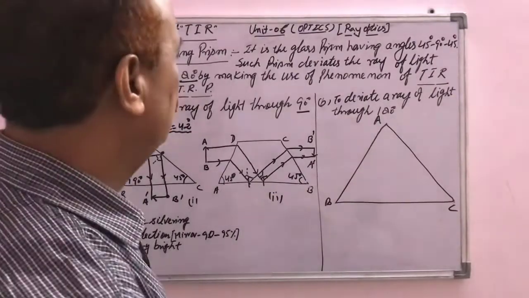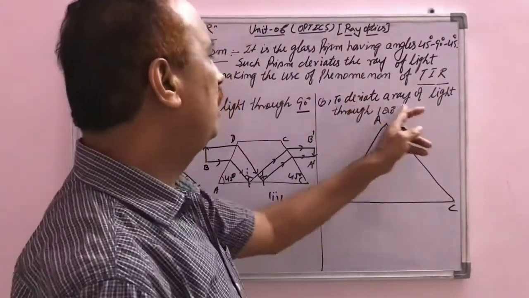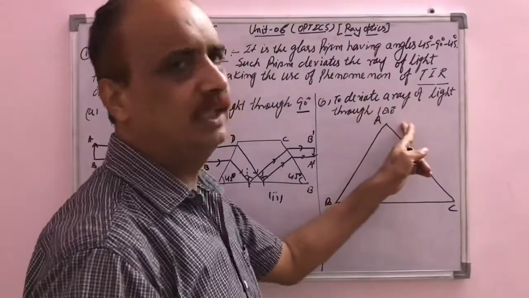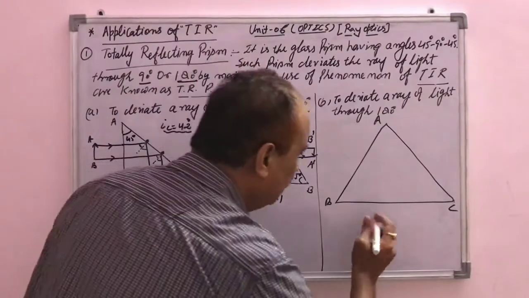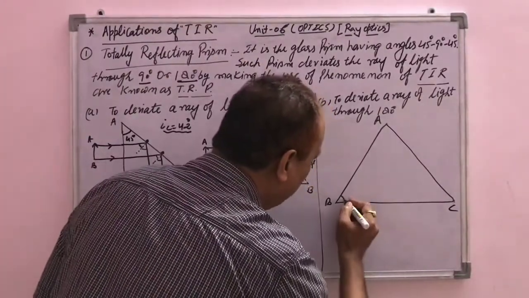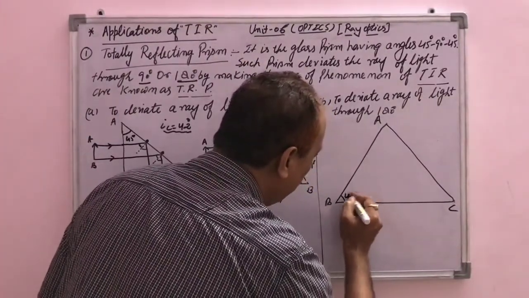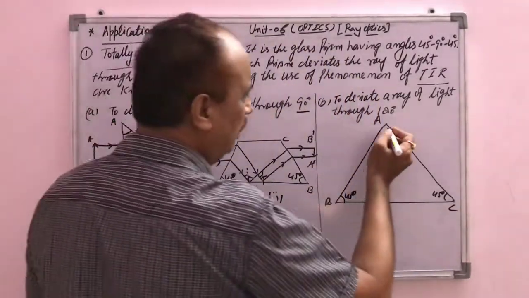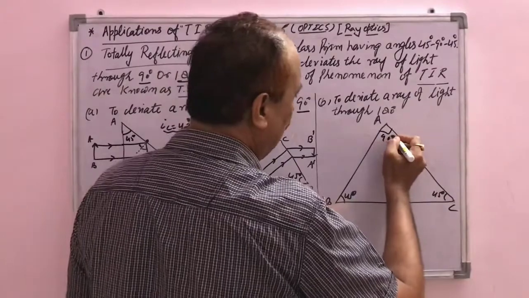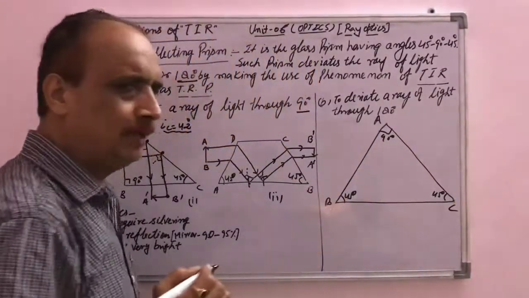And next is the B part, to deviate a ray of light through 180 degrees. In that case, the object is placed here near the base. At the base point B, the angle is 45 degrees. Similarly, angle C is 45 degrees, and angle A is 90 degrees. It means it is a totally reflecting prism.